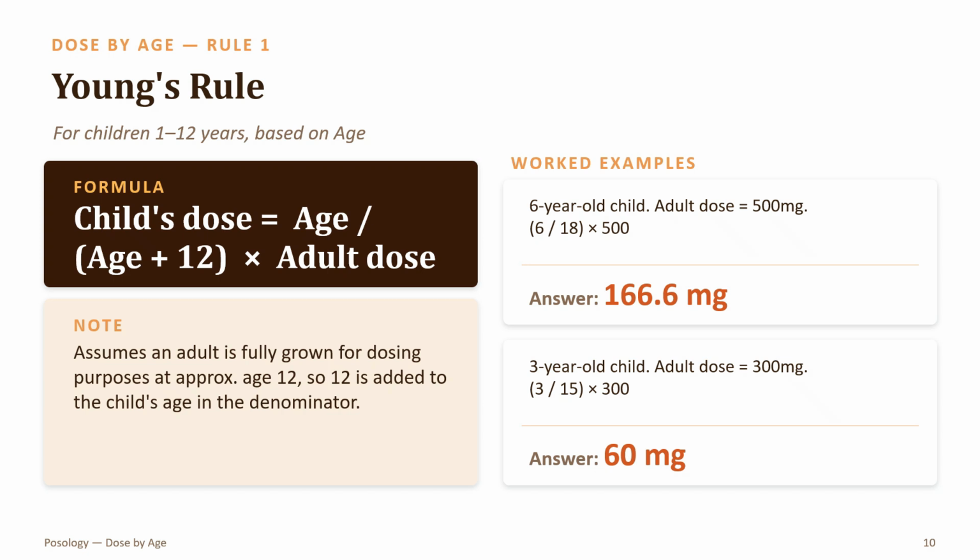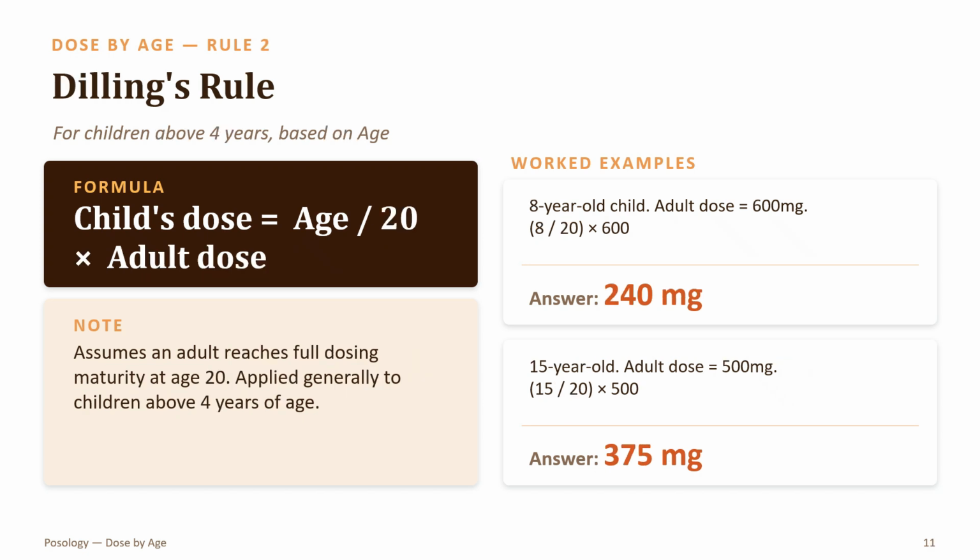Example: a 6-year-old child and the adult dose is 500 mg. Putting the values in the formula, the answer is 166.6 mg for a 6-year-old patient whose adult dose is 500 mg. Another example: a 3-year-old child, adult dose 300 mg, so 3 by 15 multiplied by 300, that is 60 mg.